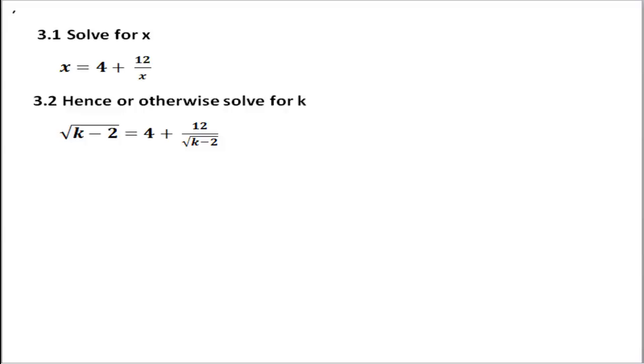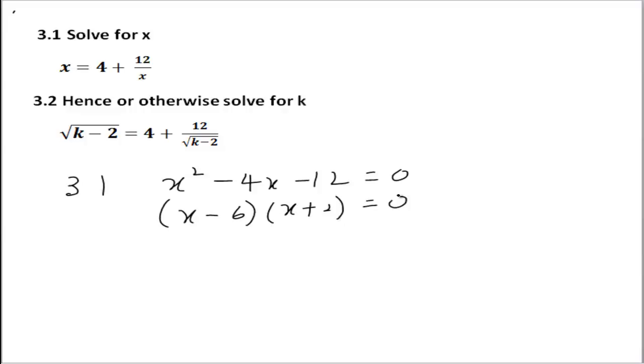The problem on 3.1, solve for x, and otherwise solve for k. Now this is quite a typical problem. So when we are solving for x, we need to obviously clear the equation of any fraction. So we'll multiply by x throughout. So for 3.1, we will get x squared minus 4x minus 12 equals 0. And then you got x minus 6 into x plus 2 equals 0, and that means x is equal to 6, or x is equal to minus 2.